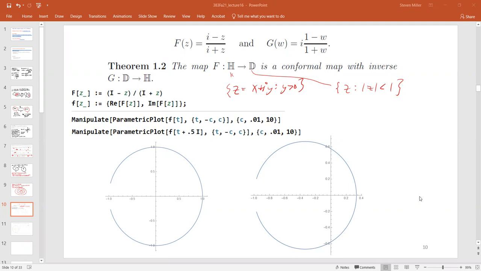What if I move up half a unit? I get the following. And again, I'm plotting this up to 10. What kind of shape does this look like? You have to guess. Circle. So you can go through and do the calculation and see, is this actually a circle?